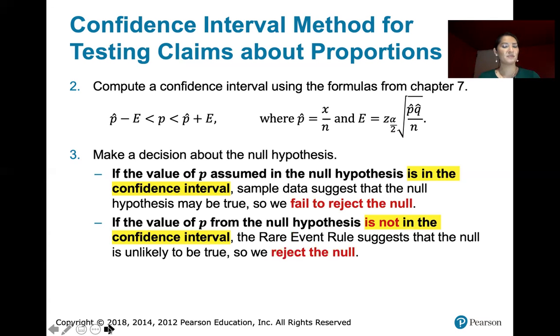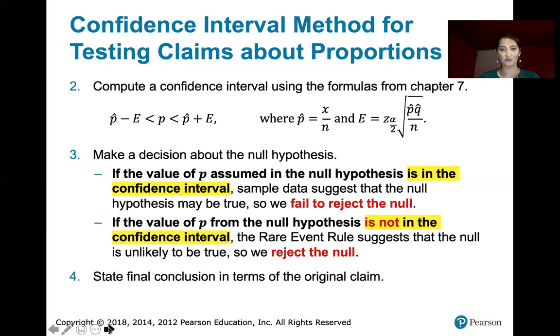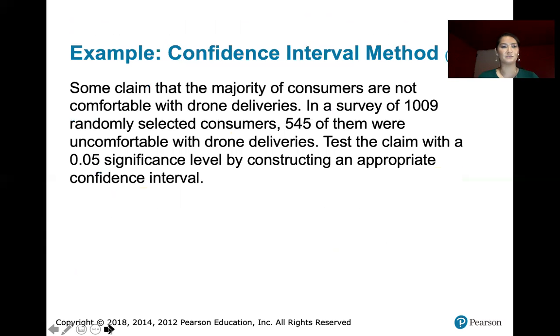Now, if the value of p from the null hypothesis is not in the interval, that's saying that p is not likely to take on the value in the null hypothesis. So if p is not likely to take on that value, then we're going to reject the null hypothesis. And then, of course, we always want to state our final conclusion in terms of the original claim in words everyone can understand. No one should have to know what a null hypothesis is, or a confidence interval is, or a p-value, or an error, or a z-score is in order to interpret our results.